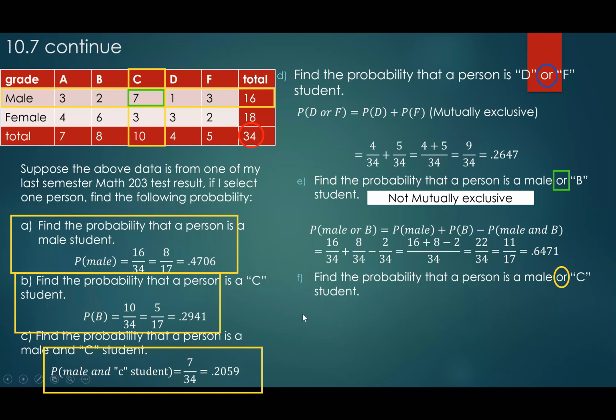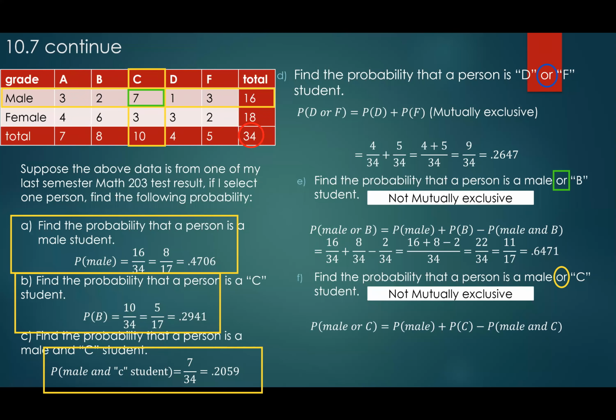We see that they are crossing each other, meaning they are not mutually exclusive. If they are not mutually exclusive, we need to find the probability of a male, which is the item we did right here, plus the probability of a C student. This is a C student, guys. I changed it and forgot to change this. The probability of a C student is 10 out of this, minus the male and also a C student, which is this item here.